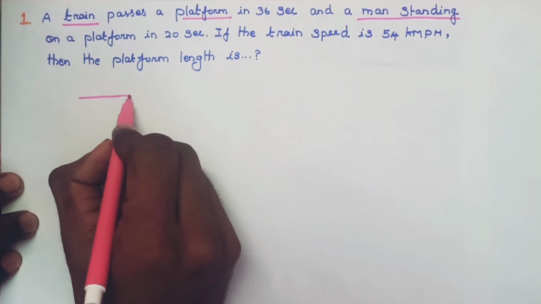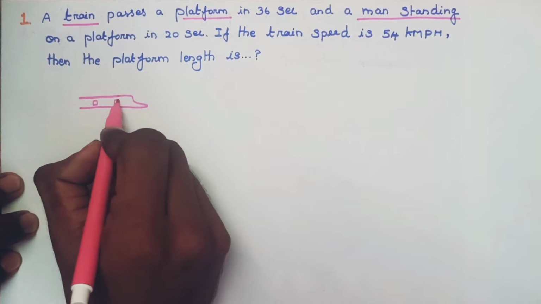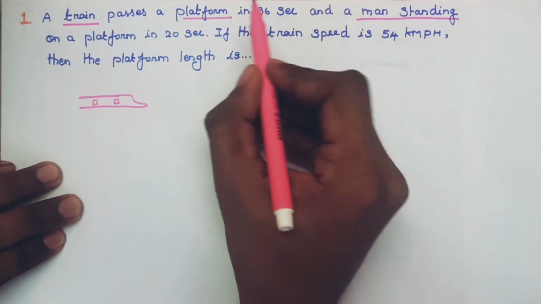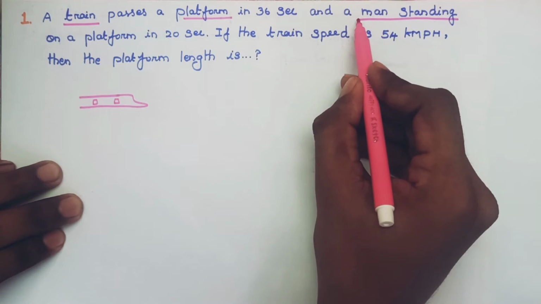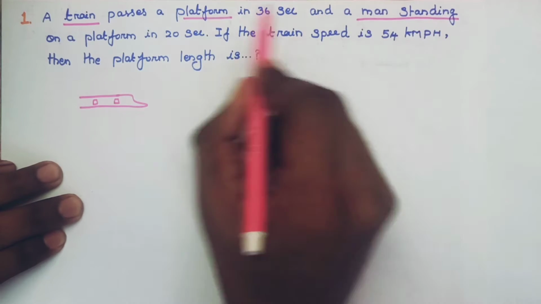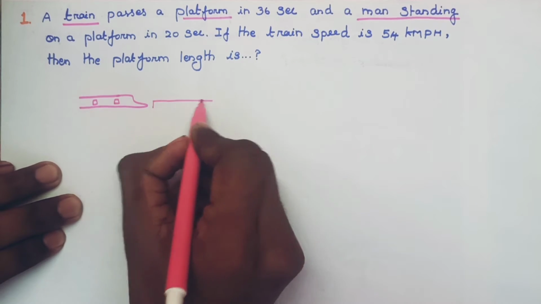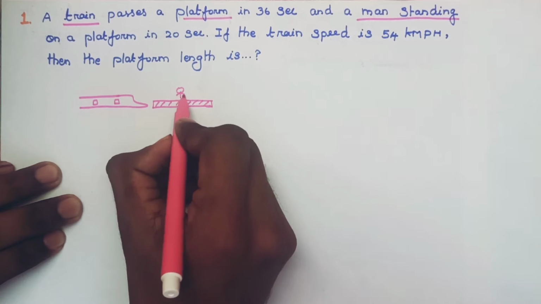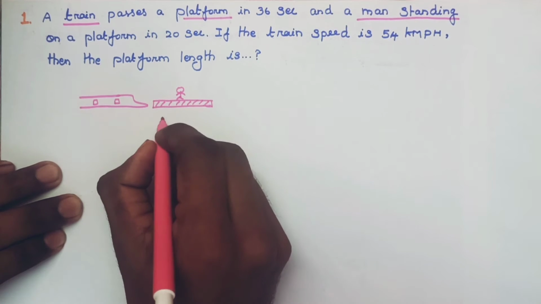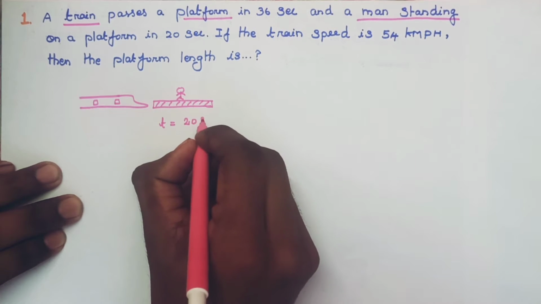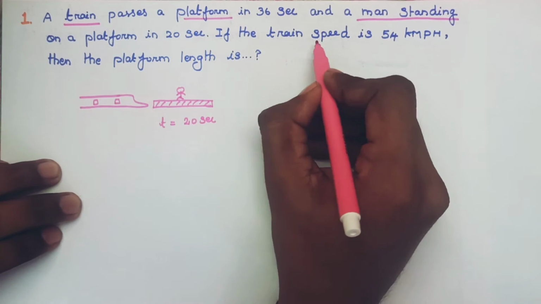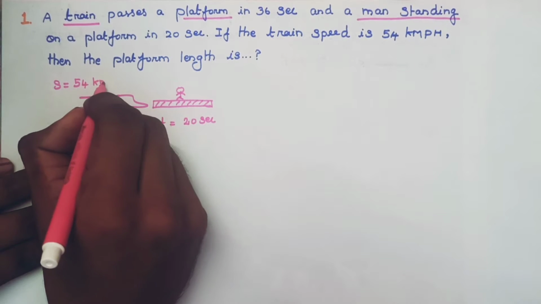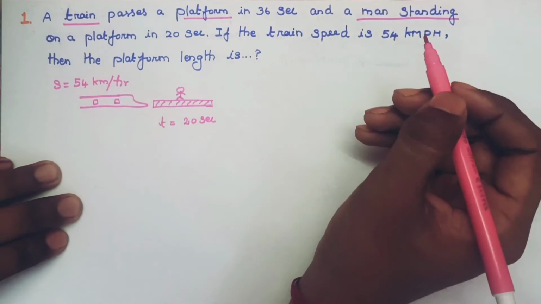A train passes a platform. Here the platform is obviously line method, so just skip it in the first step. A train passes a man standing on a platform in how many seconds? 20 seconds. If the train speed is 54 km, what is the speed of the train? That is 54 km per hour.